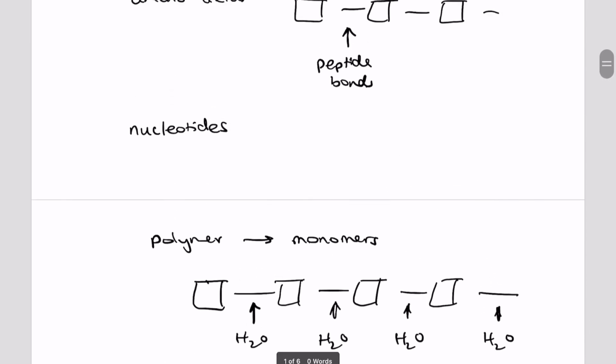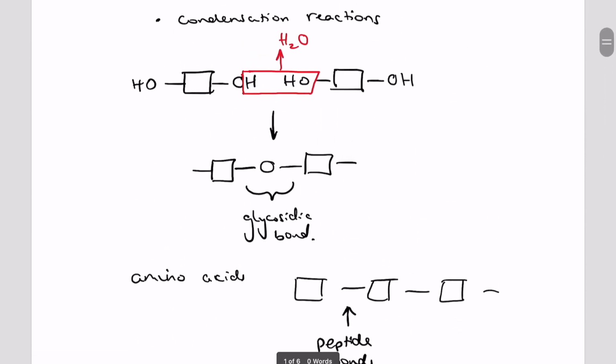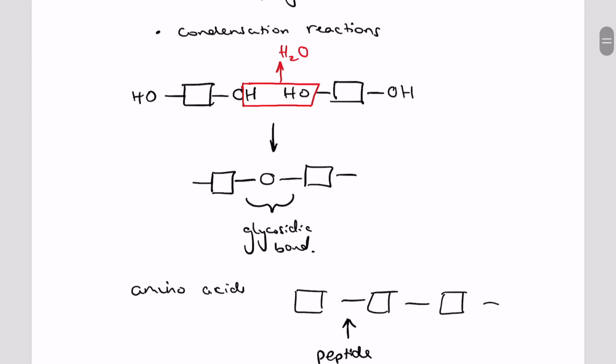So that is just the basic overview of monomers and polymers. We'll go more in depth as you start to discover different biological molecules, etc. But in essence, this is all you need to know so far.